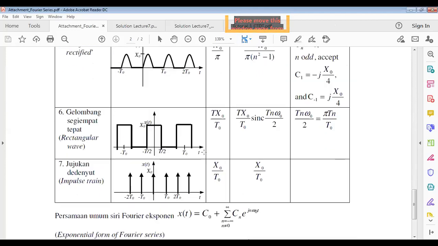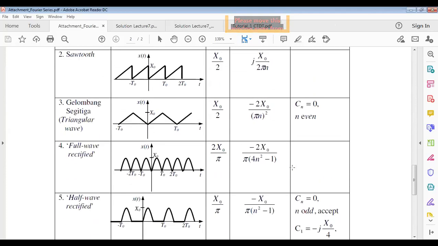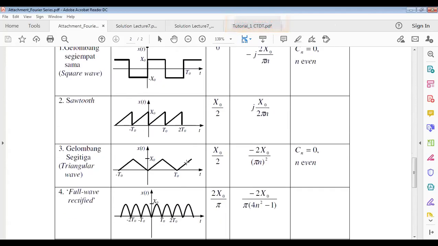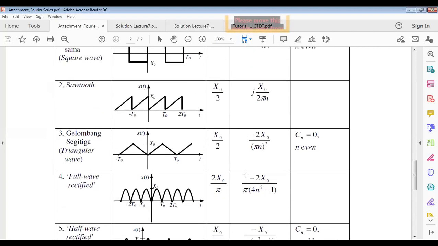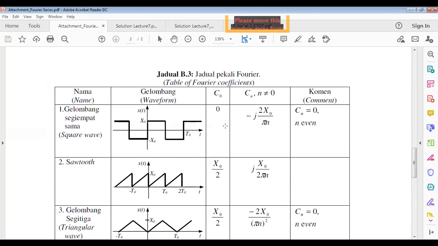So we are given 7 types of waveform. We have a square wave, a sawtooth, a triangular wave, and so on up to impulse train functions. For each given function, we are given its respective Fourier coefficients, the C0 and the Cn. Where C0 basically is the value of Cn for n equals 0, and the rest should be the Cn. Okay, I repeat again. The C0 here is the value of Cn for n equals 0, and the rest of Cn should be here.